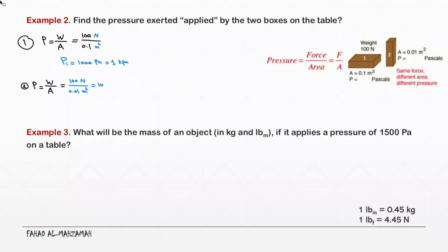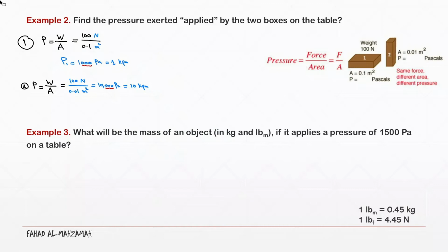So here we have 10,000 Pascal, which is exactly equal to 10 kilopascal. We divide by 1,000, same as the top one. So this is related to example number 2.